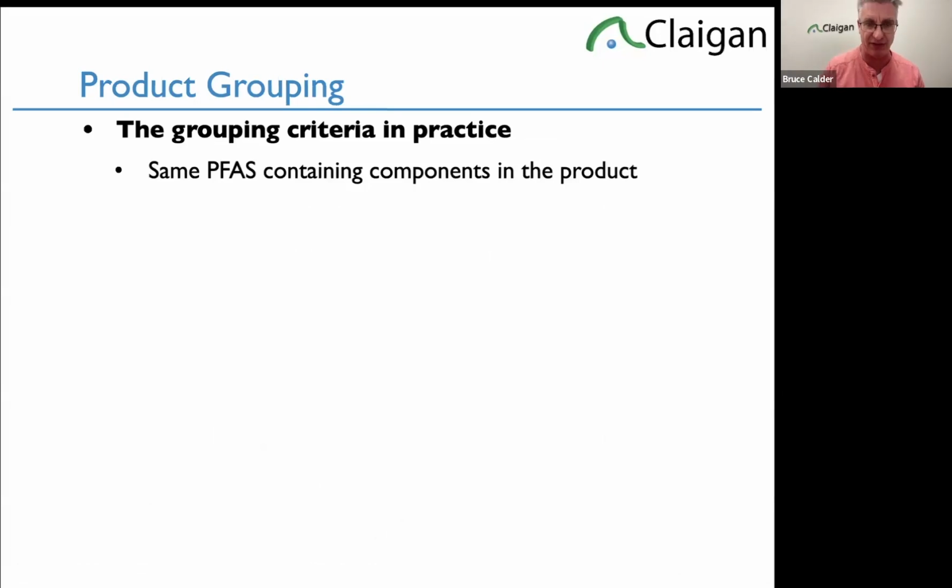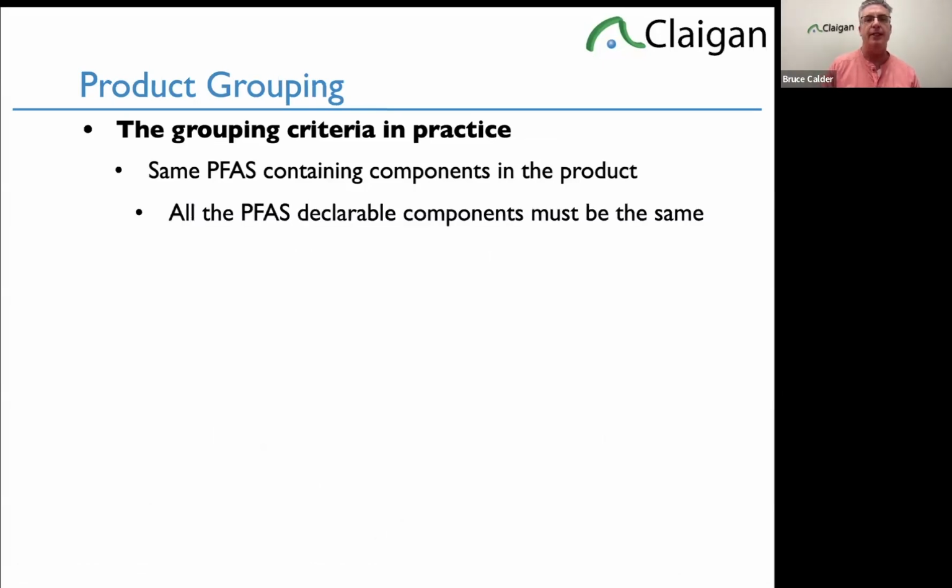The grouping criteria in practice is the same PFAS containing components. So you can group products together if they have the same PFAS containing components in the product. All the PFAS declarable components must be the same. No, they don't have to be, like, Joe's one. They have to be the way you define the component, like we have PTFE in flame retardant plastic, at the same concentration, between 0.1 and 1%. PTFE in plastic, you could group that component, and then they have, say, FEP as insulator in high temperature wire. It doesn't matter how many.